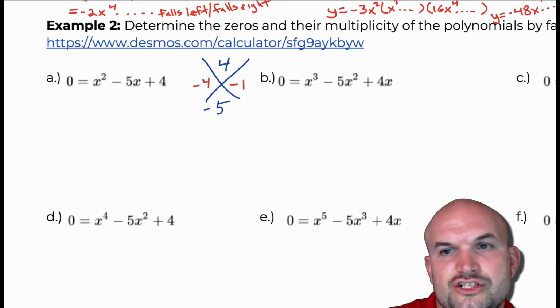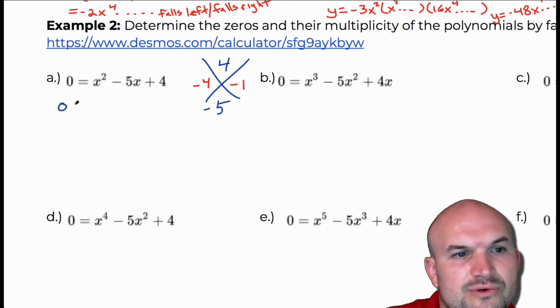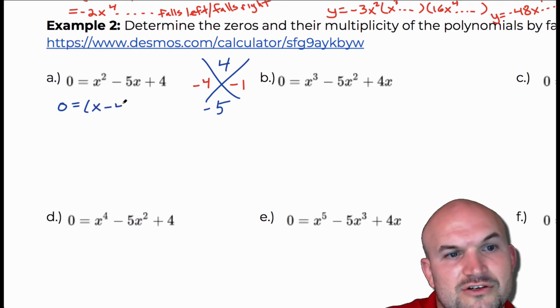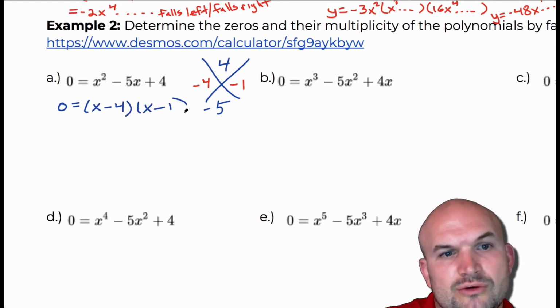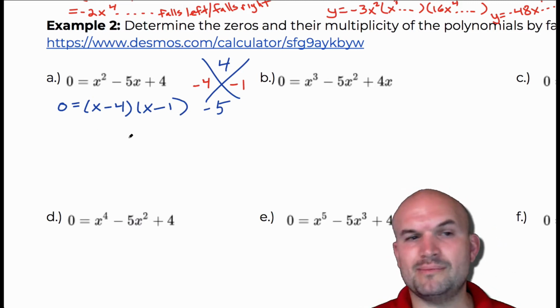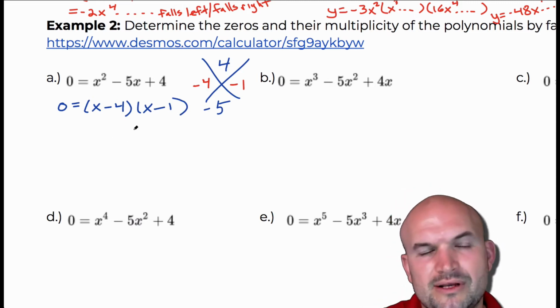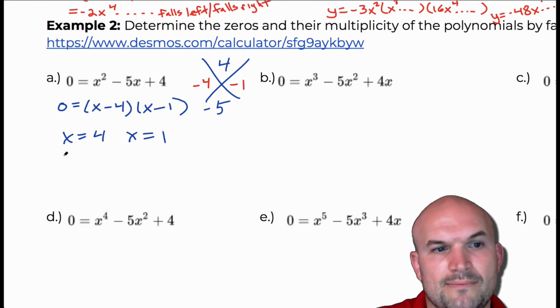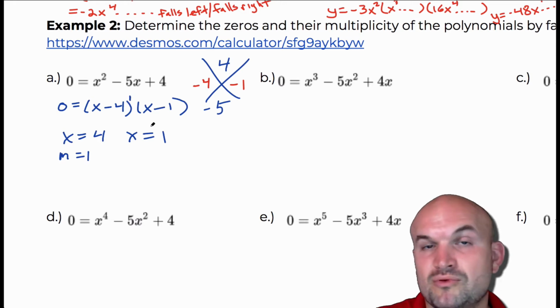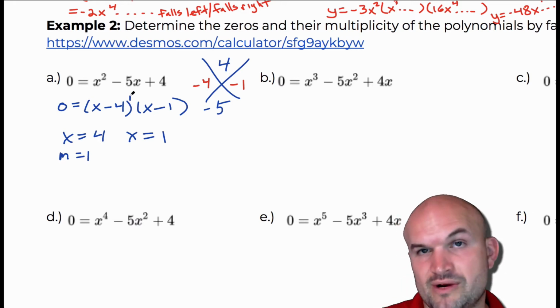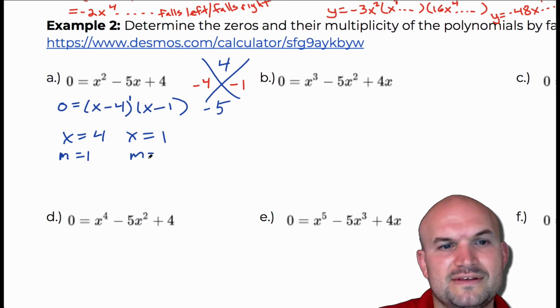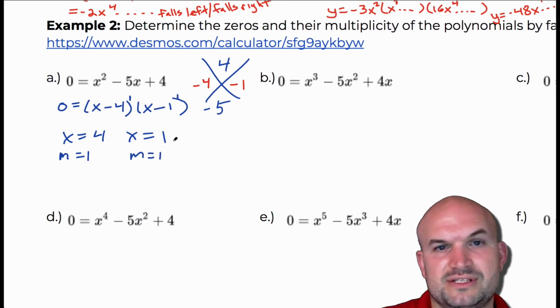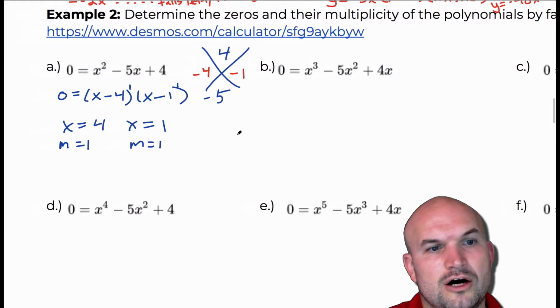And then again, if you ever want to check your work, what you can do is just multiply your factors back and make sure that it gives you your original polynomial. All right, but this is the factored form. And again, I'm not going to work through the zero product property because hopefully you've seen how it works. So therefore, we can say our zeros are x equals 4 and x equals 1. Now in this case, the multiplicity is just 1 because that's a linear factor raised to the power of 1. And this also has a multiplicity of 1, okay? And that's basically all we need to do.